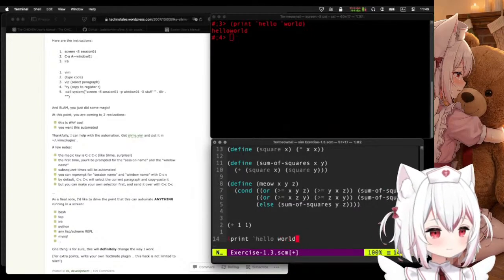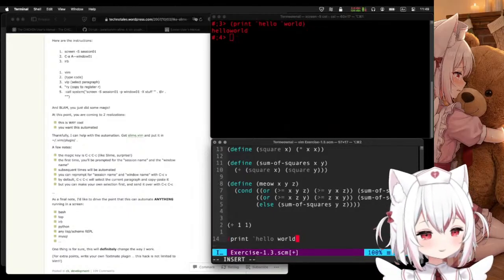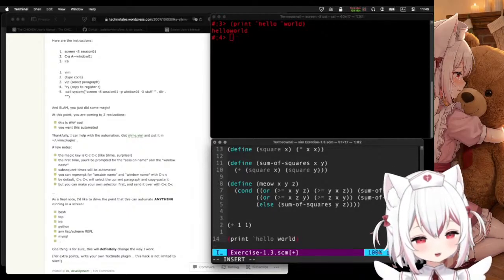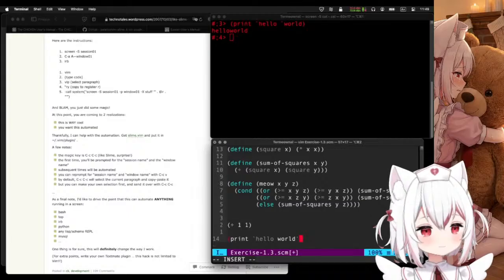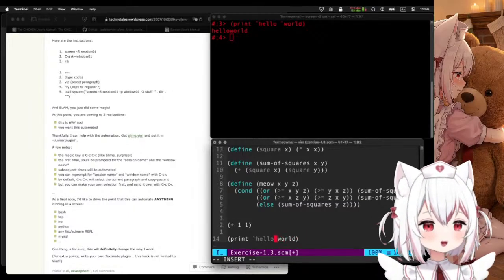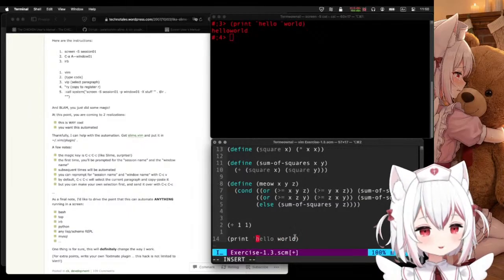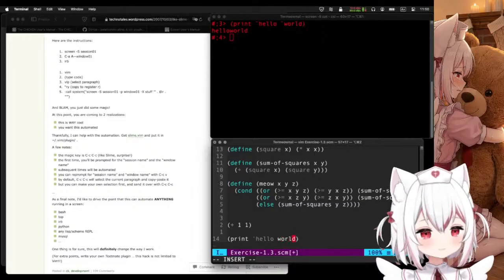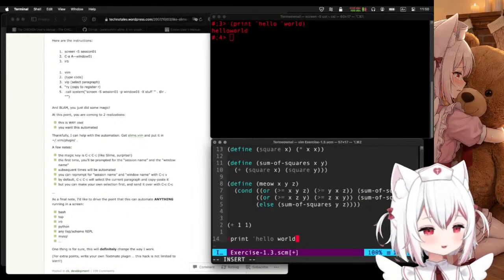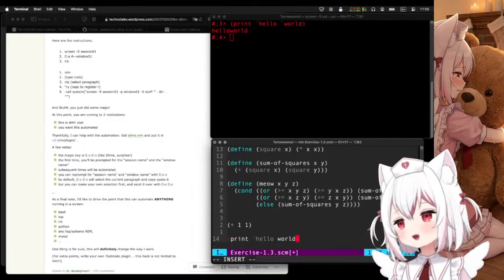Meow, meow, meow. There's so much more to do. Wait, why did I do a backtick instead of a quotation? Wait, wait. Anyway.